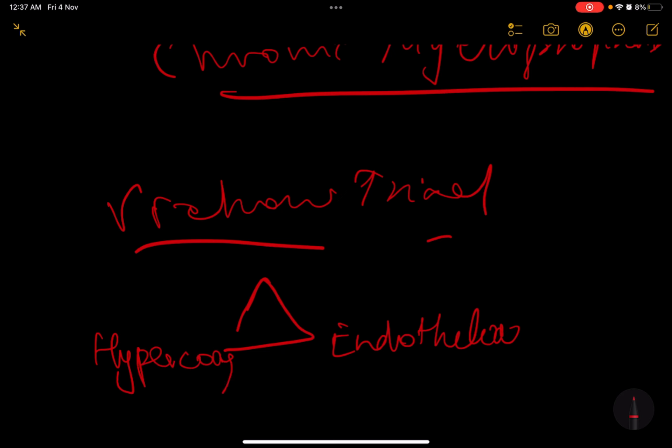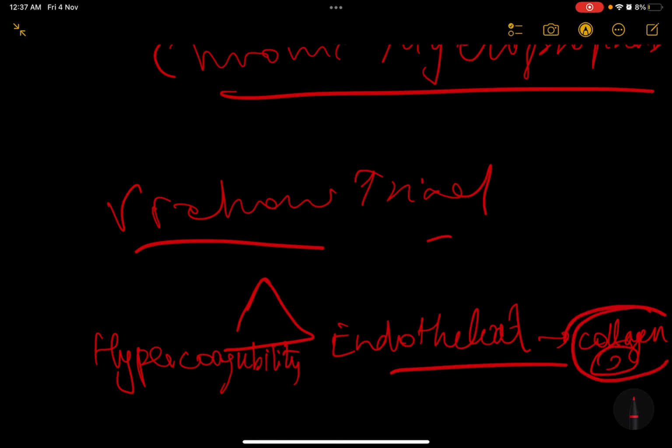Hypercoagulability is associated with something we spoke about: factor 5 Leiden mutation, antithrombin 3 deficiency, or protein C, protein S deficiency. Or it could be endothelial damage. Let's say there's endothelial damage like a collagen defect, probably something like Marfan or any other disorder, Ehlers-Danlos to be more specific, collagen defect, and Marfan is an elastin defect.